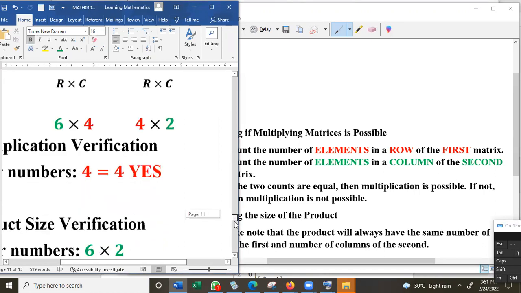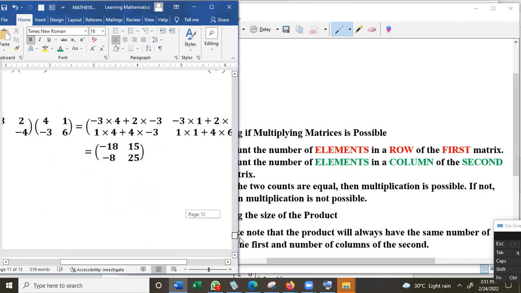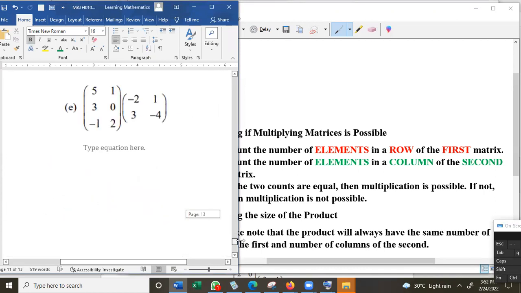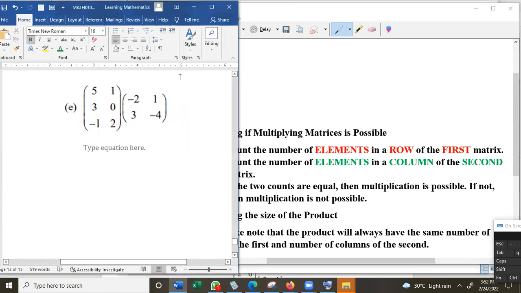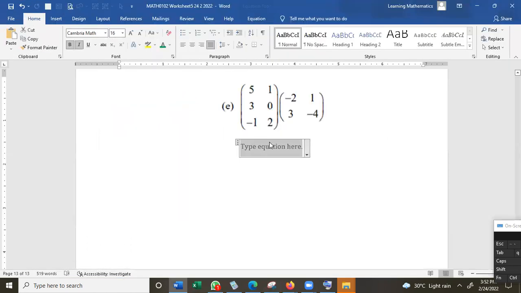But if you have the matrices themselves, count the number of elements. Remember it says count them. Count the number of elements in the row of the first: 1, 2. Count the number of elements in the column of the second: 1, 2. Yes, multiplication is possible. What is the size? 1, 2, 3 by 1, 2 is going to be a 3 by 2. Okay, so please remember that. We're looking for 3 by 2 for our product matrix.